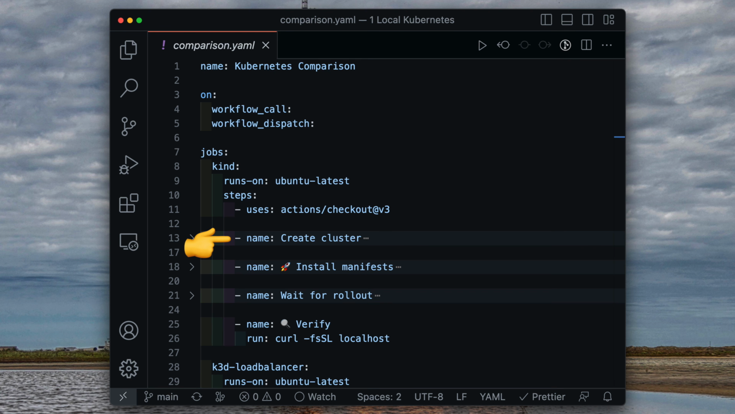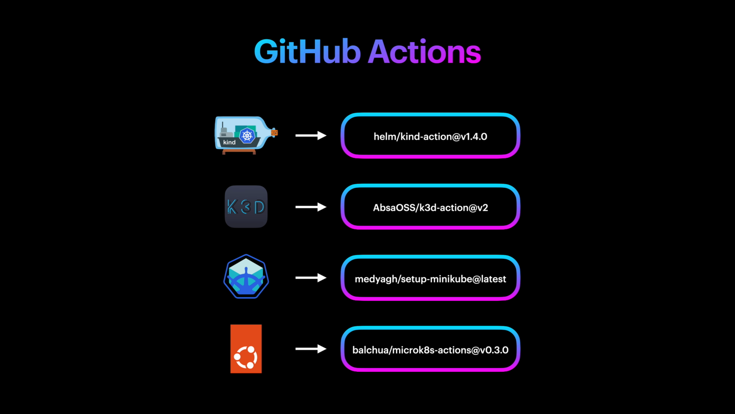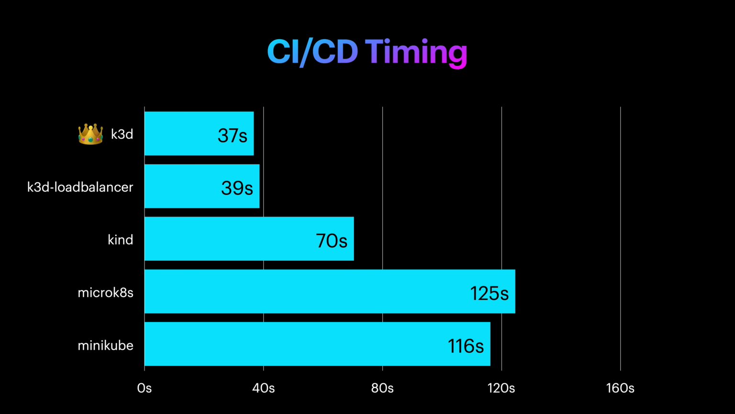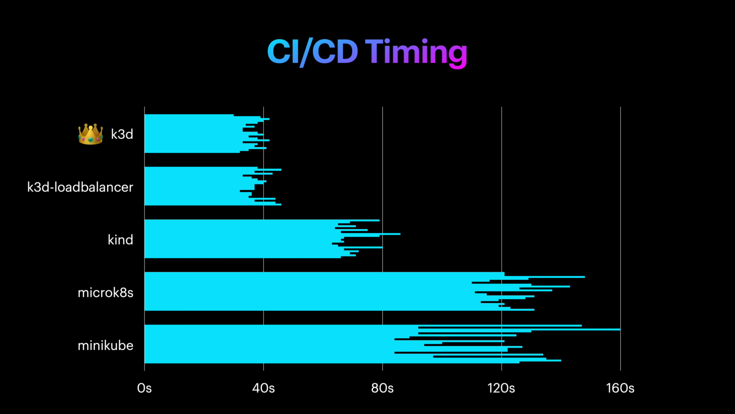I create a cluster, install a workload on it, and finally I check via curl that it responds. To create the clusters, I'm using a different GitHub action for each solution. Without further ado, here's the numbers. As you can see, K3D takes the cake. It's blazingly fast. The numbers you're seeing here are the average over 20 runs each.